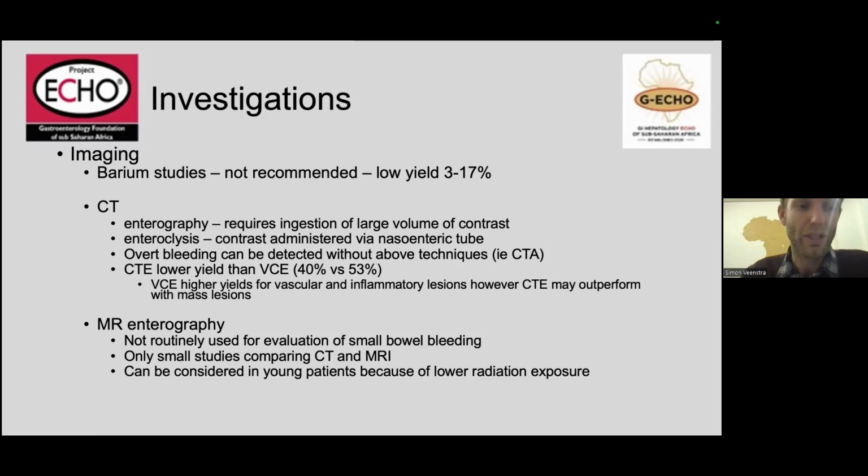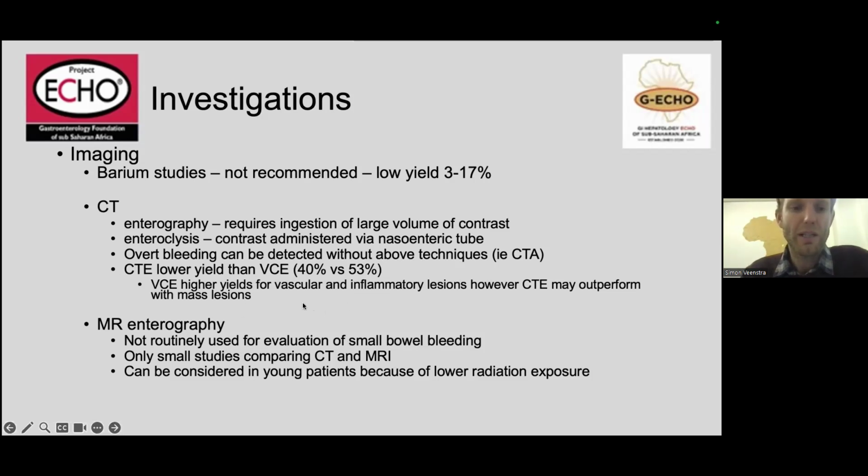Cross-sectional imaging includes CT enterography and enteroclysis. Enterography requires ingestion of a large volume of contrast, versus enteroclysis, which is the administration of contrast via a nasoenteric tube, which gives better small bowel distension, but is obviously poorly tolerated by the patient. And you can also appreciate that in CT enterography, drinking large volumes of contrast, if the patient's unstable, might not be feasible.